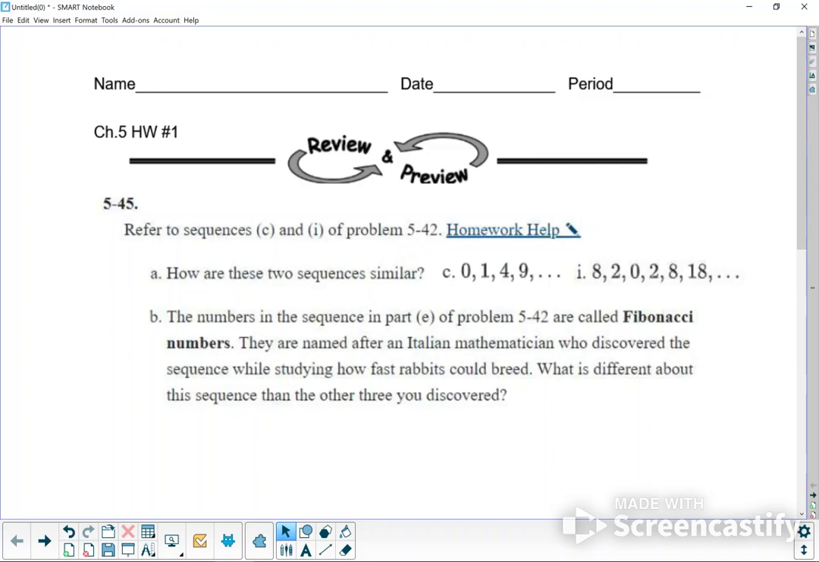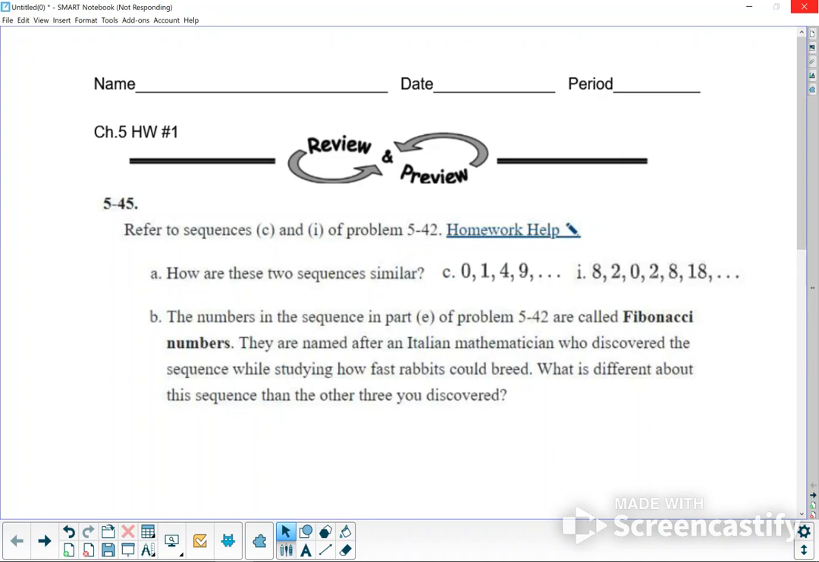All right, let's do this. This is chapter 5, homework number 1. So we started talking about sequences. So this one is a sequence problem. It says refer to sequence C and I, and they are shown below. In number 42, it says how are these two sequences similar?